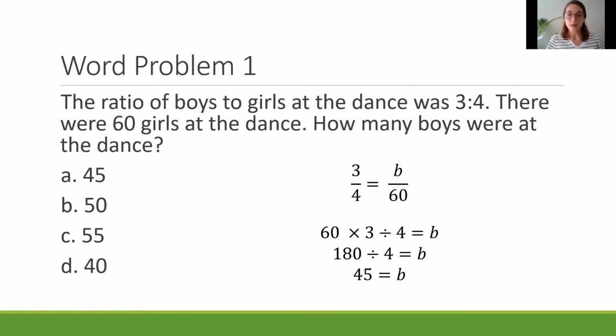To solve this, all we have to do is cross multiply and divide. We multiply the numbers across from each other diagonally, 3 and 60, and then divide by our other number, which is 4. 60 times 3 is 180, and when we divide that by 4, we get 45. That means there were 45 boys for all the 60 girls, and that ratio boils down to 3 boys for every 4 girls. We can double check by plugging that into our B up above and making sure those two fractions are equal. And indeed, our answer is 45.